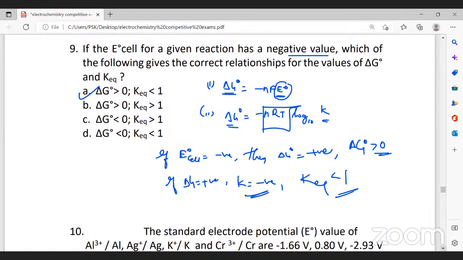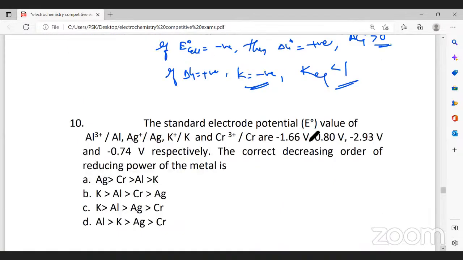The next question: the standard electrode potential E naught value for the aluminum electrode, silver electrode, potassium electrode and chromium electrode are minus 1.66 volt, 0.80 volt, minus 2.93 volt, and minus 0.74 volt, respectively. The correct decreasing order of the reducing power of the metal.